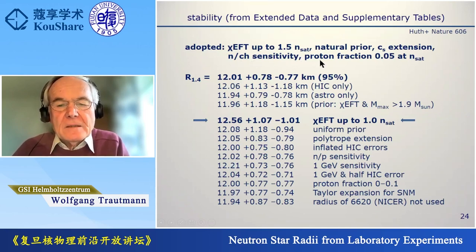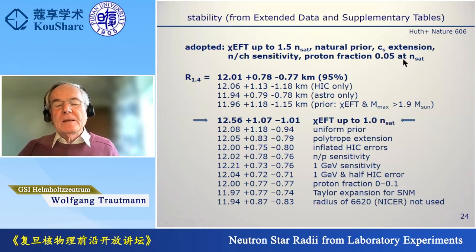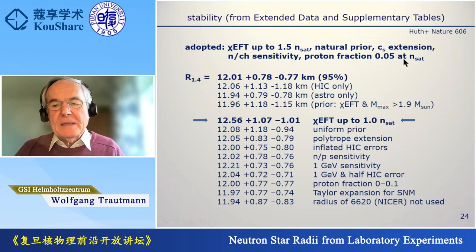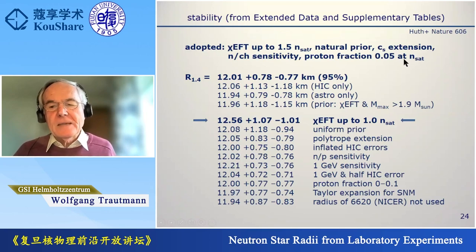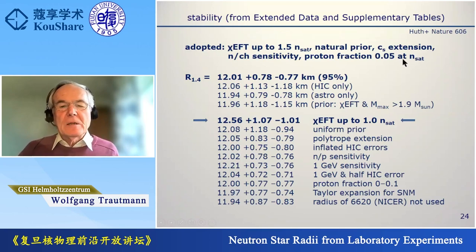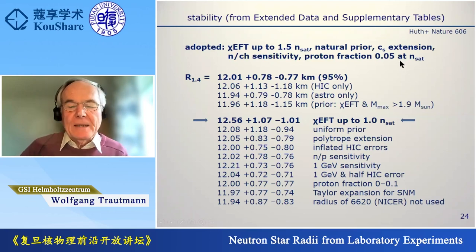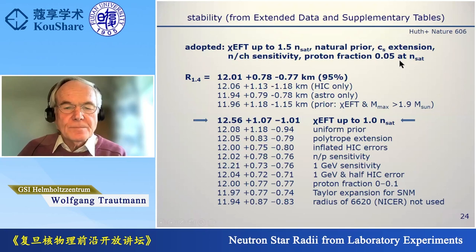And then the proton fraction, which is used for neutron star matter, will also determine the pressure of neutron star matter. This is not the same as pure neutron matter because of proton fractions of say 5 to 10% that we can expect in neutron stars.